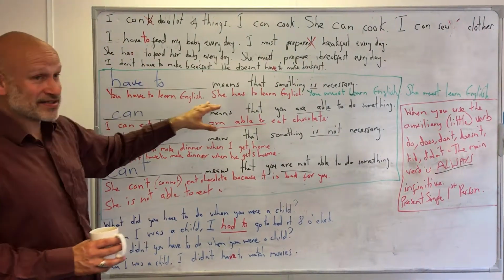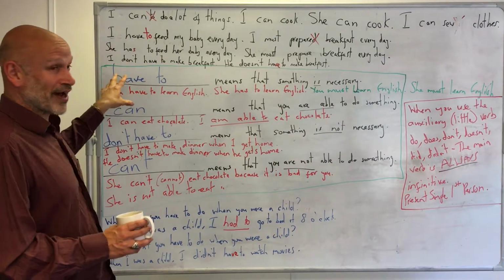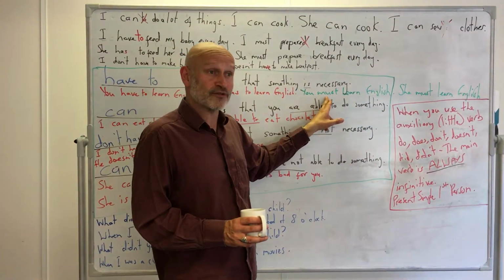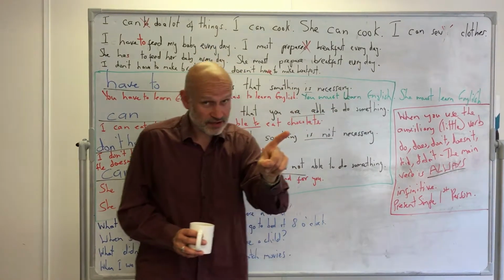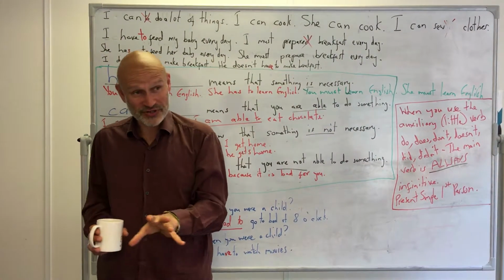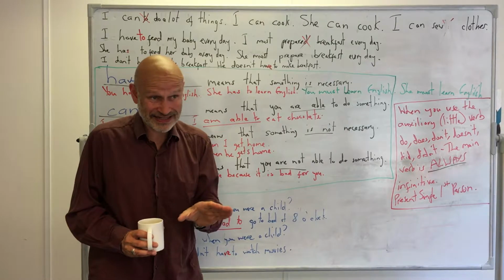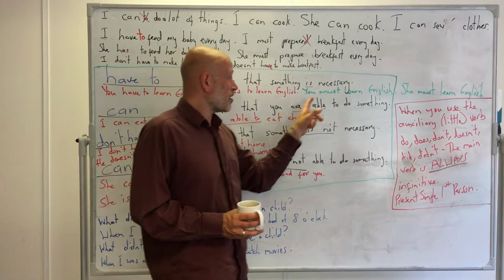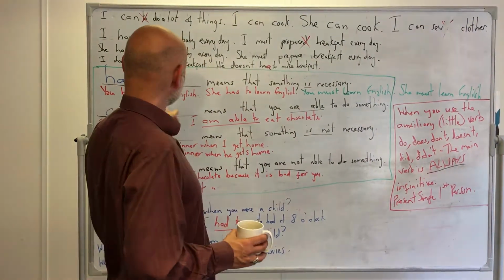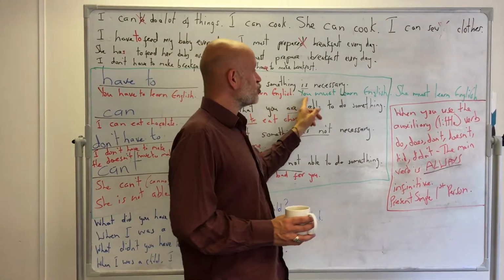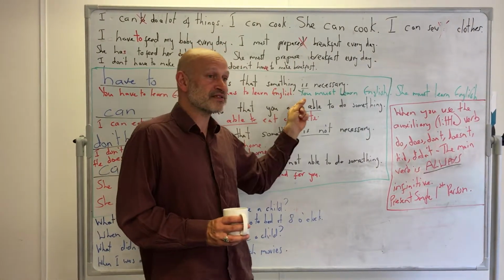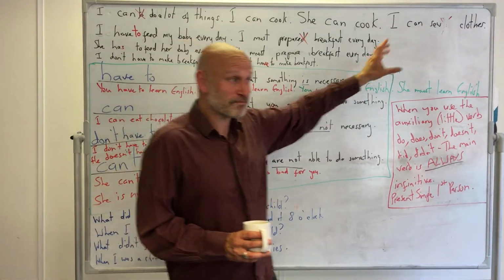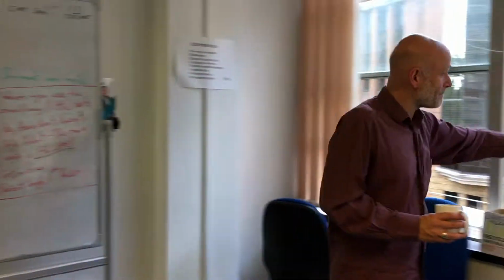Now, the good news is that have to or has to has a modal verb that means the same thing, but you can only use it in the positive. You can't use it as a negative, okay? I'll talk to you more about that another term. So you can say, you have to learn English, she has to learn English, you must learn English, she must learn English. So you don't need to change the main verb because it's a modal verb.